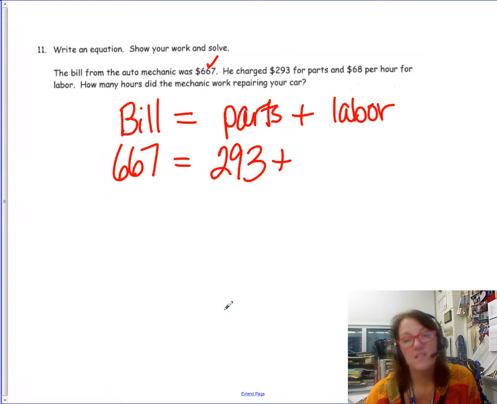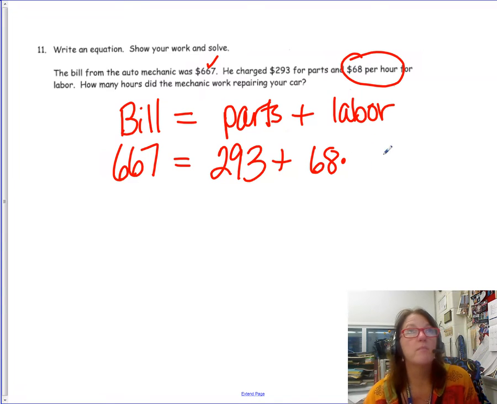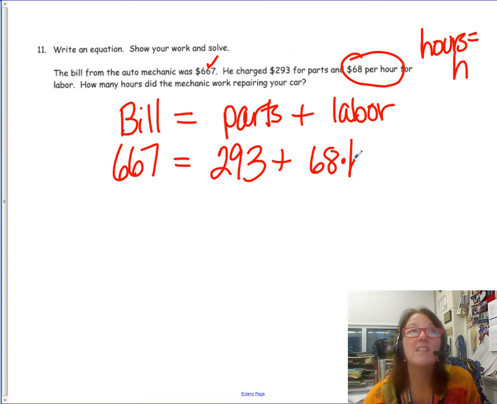And then we're going to add in the cost for them to do the work, which is $68 for every hour. So I have to multiply this by however many hours that he worked. I don't know what that is, though, so I've got to use a variable. What do we want to use for hours? How about H? That makes sense, huh?